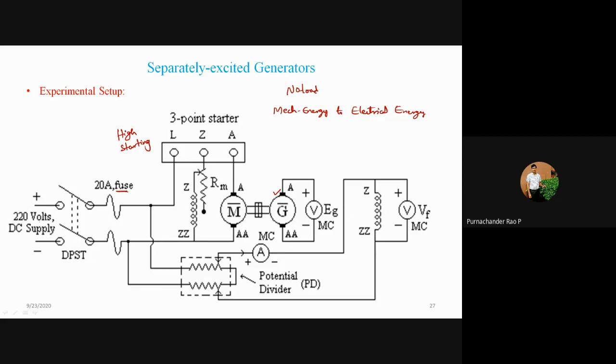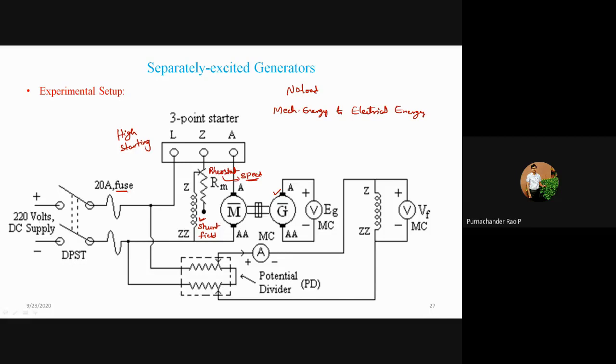This is a shunt motor and it has a shunt field winding here. This Z and ZZ represent the shunt field winding. This field winding is connected with a rheostat, or variable resistance, which is a variable rheostat. If you adjust the position of this rheostat, you can control the speed of your motor. The speed of the motor can be adjusted with the help of your prime mover.